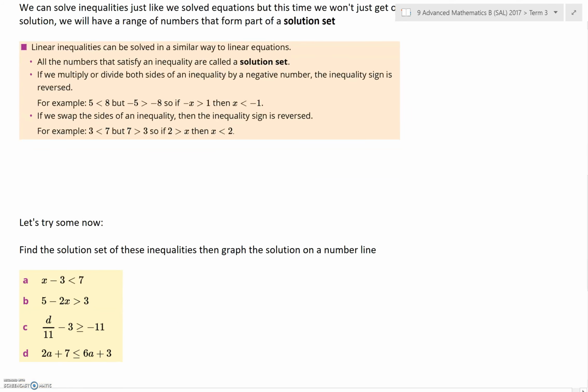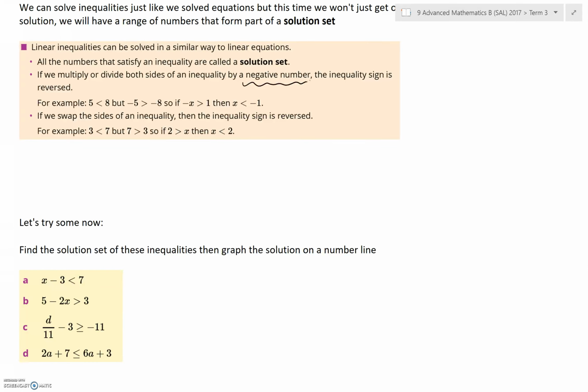So all numbers that satisfy an inequality are called a solution set. So that's just all possible answers for the problem we're working with. Here is one that's important. If we multiply or divide both sides of an inequality by a negative number, it only works when it's a negative number, we have to swap the inequality sign around. We have to swap it to the other way. If it's less than, we have to make it greater than. And I'll show you an example with it.